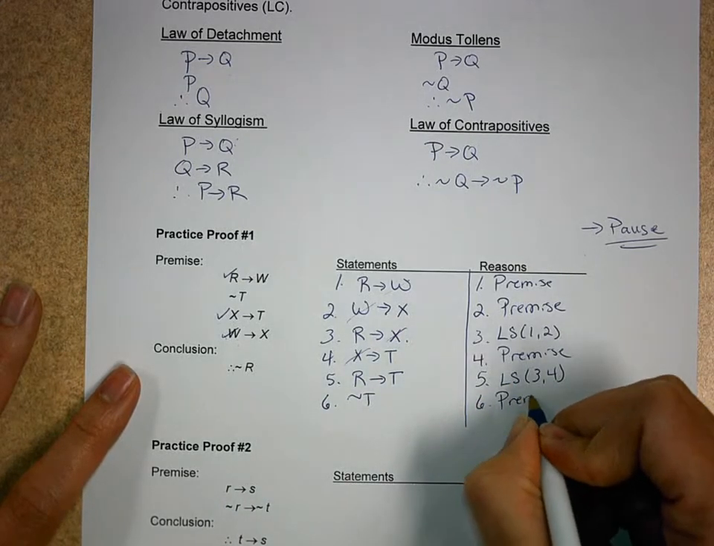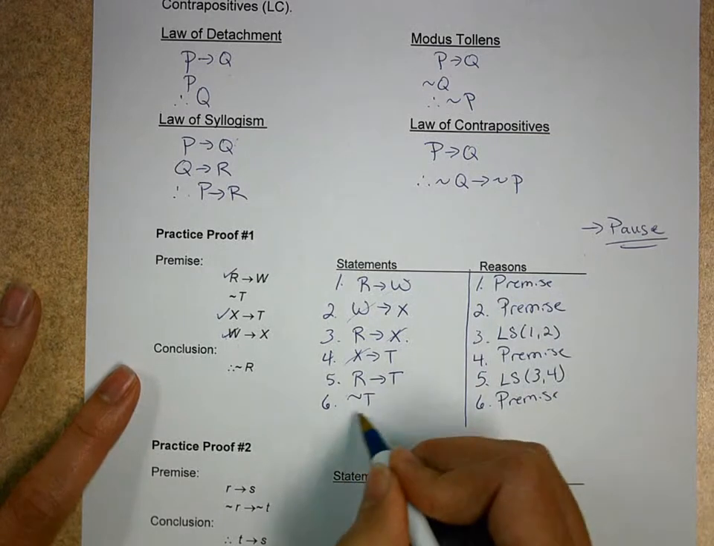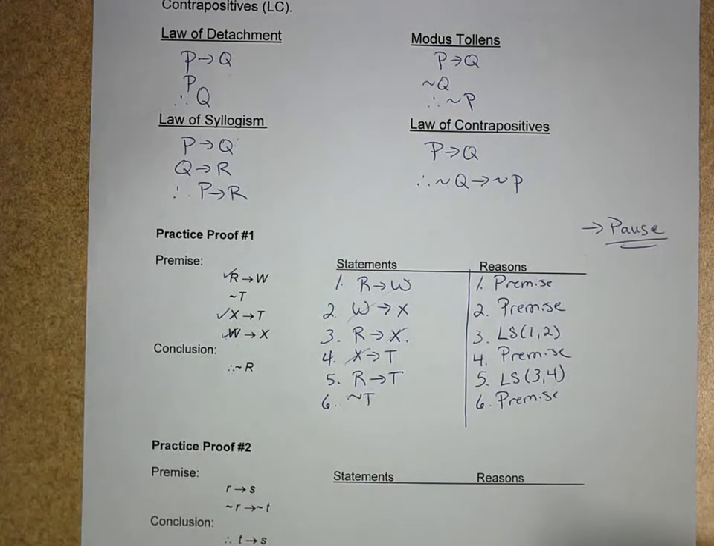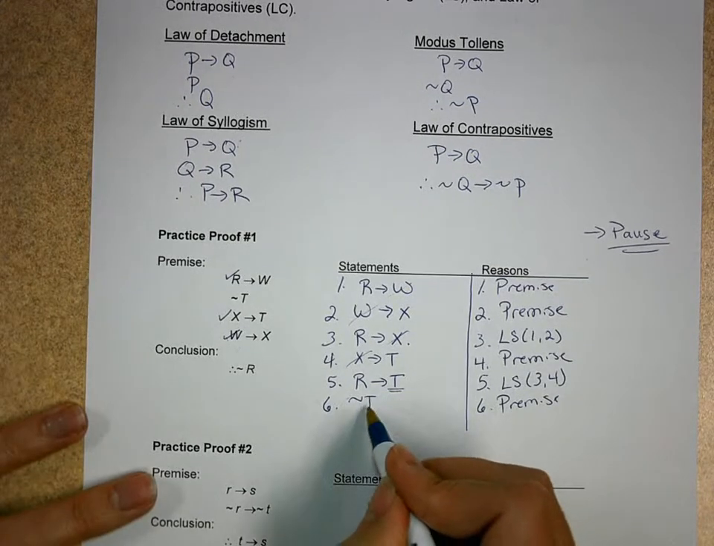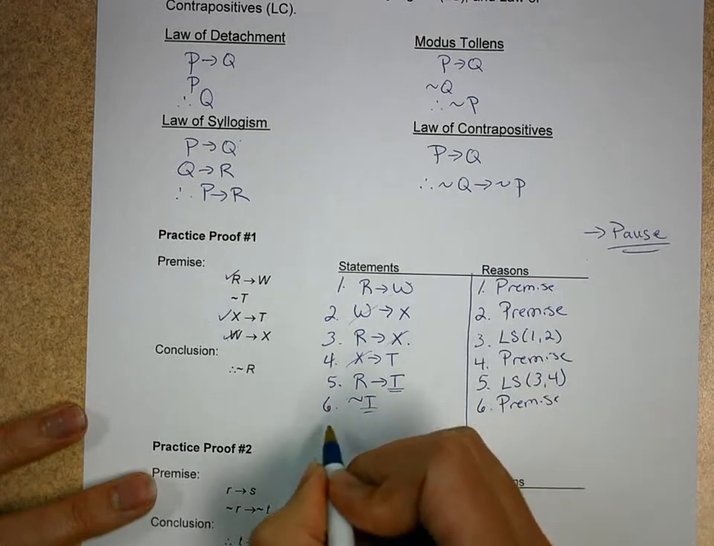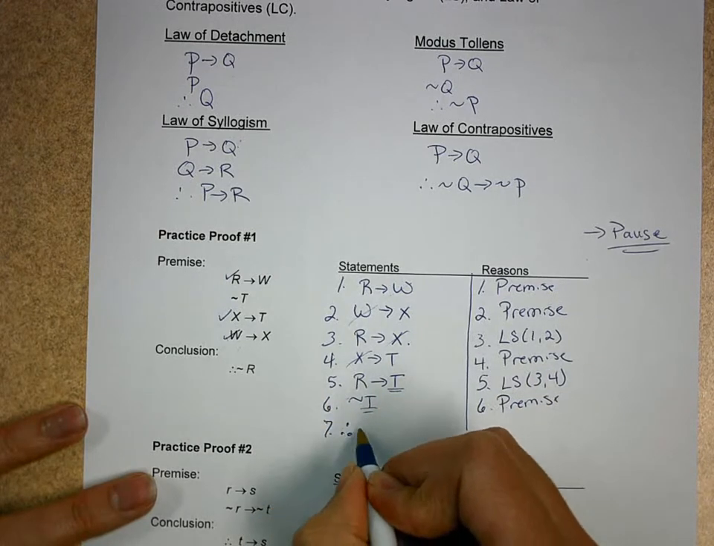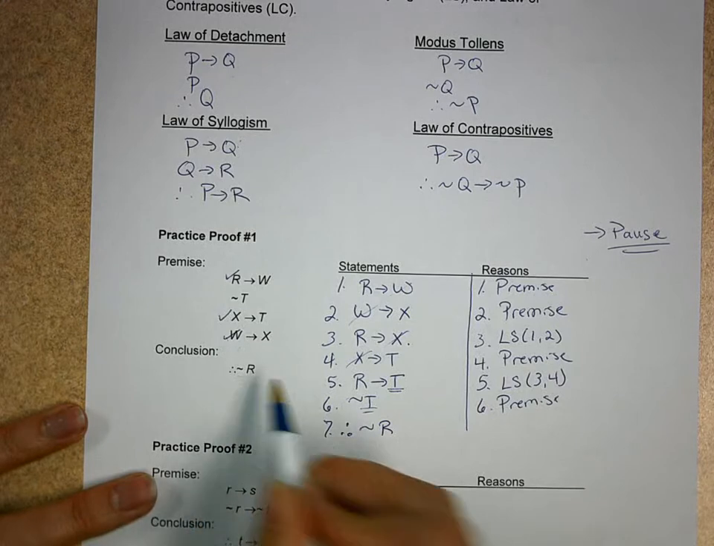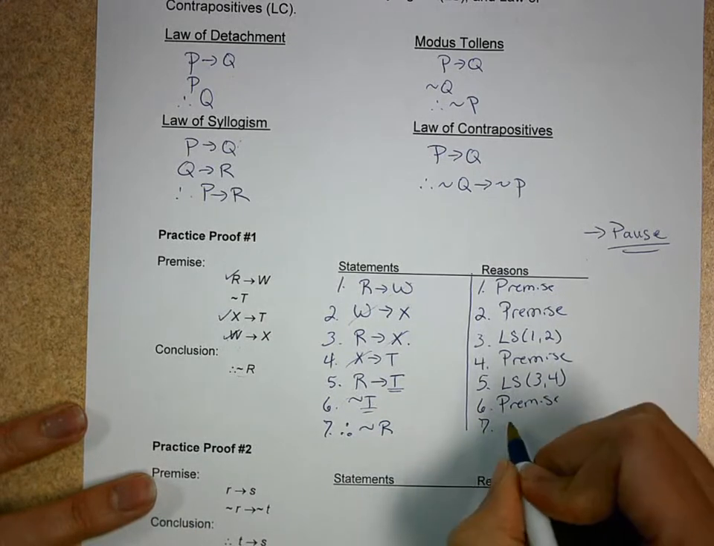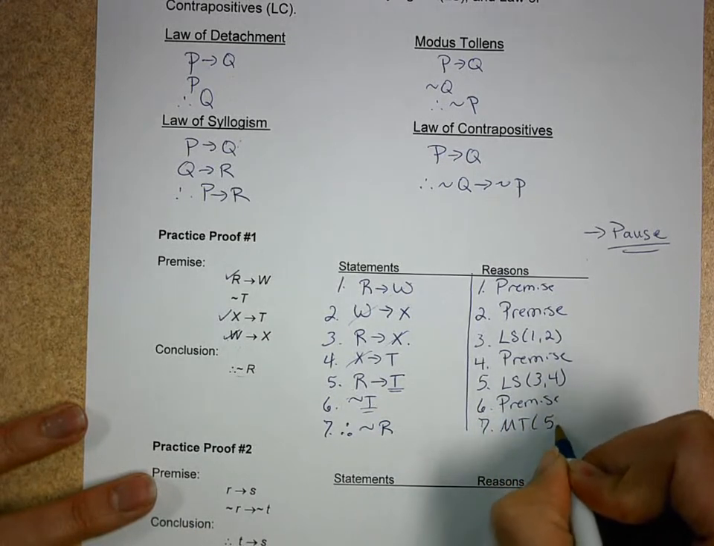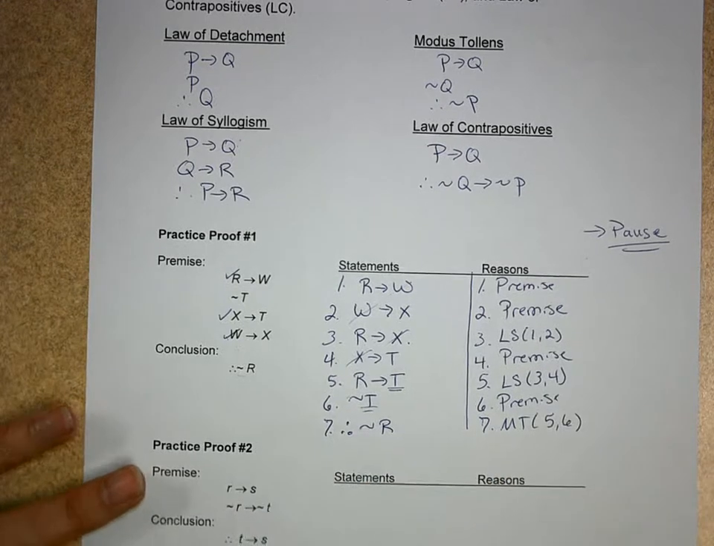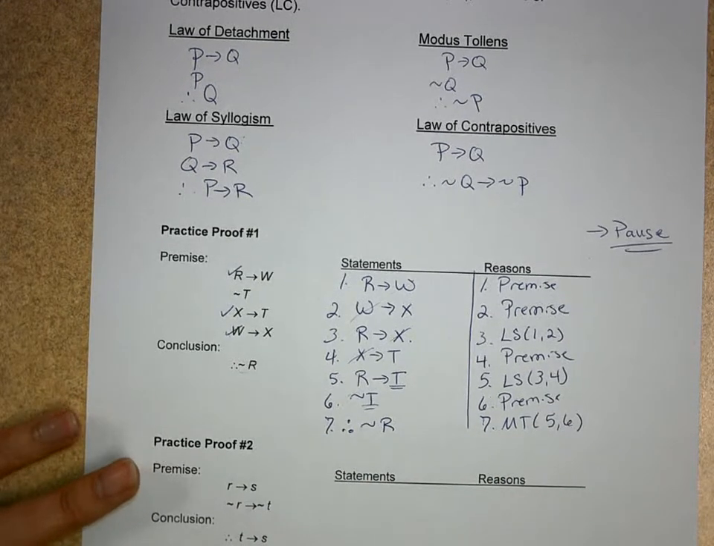Now, the moment I see a single premise with one proposition, it's not another conditional. I have 2 choices: LD or MT. So I'm looking at this, I'm like, oh, look, I negated the conclusion, so therefore I can negate my hypothesis. Oh look, I get my not R. And that's going to be modus tollens 5 and 6. Do not forget your therefore symbols on the proofs, your very last step.